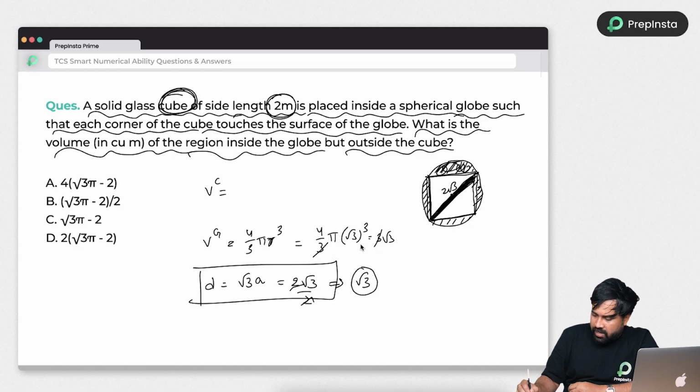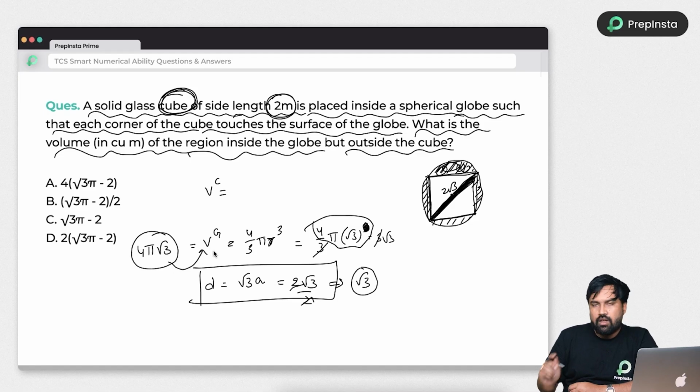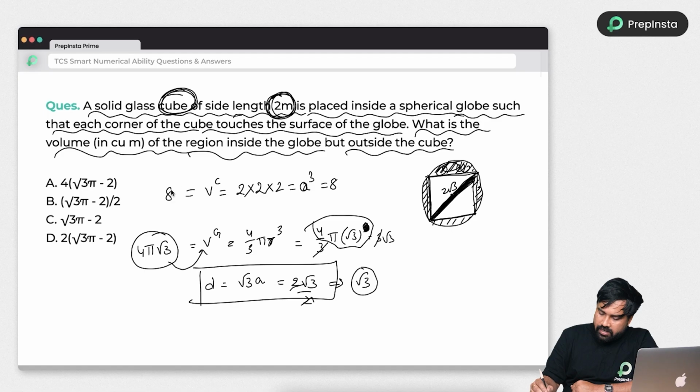So 3 and 3 got cancelled and we are left with 4 pi root 3. So I am writing here 4 pi root 3. This is the volume of the globe. Then the volume of the cube. The side is 2. So the volume of the cube is side cubed. So answer is 8. So here 8.